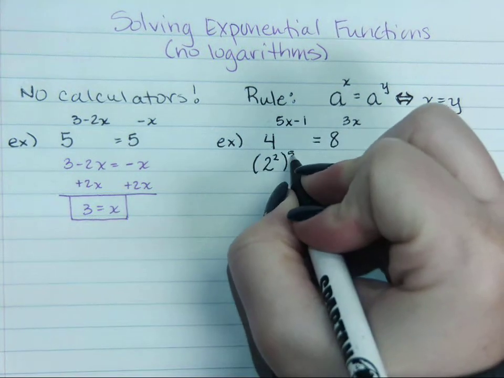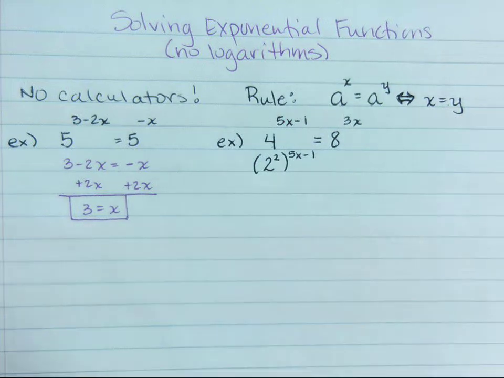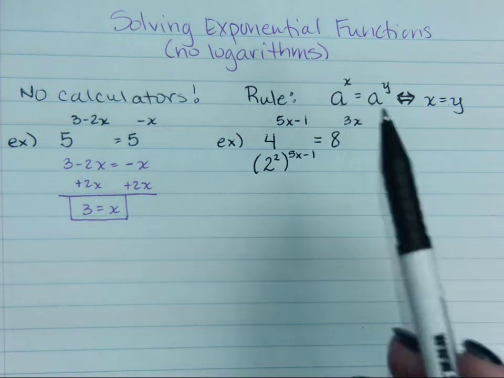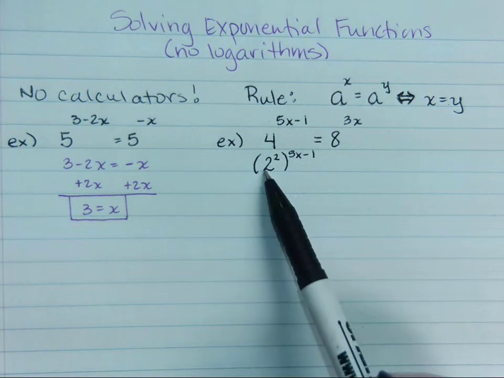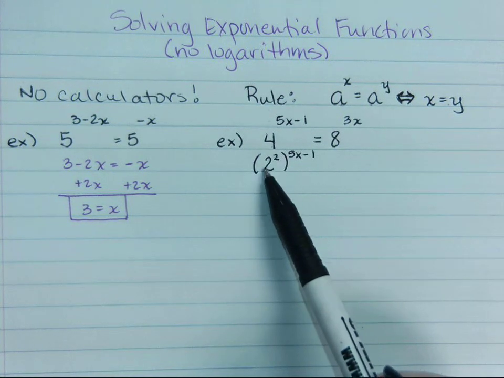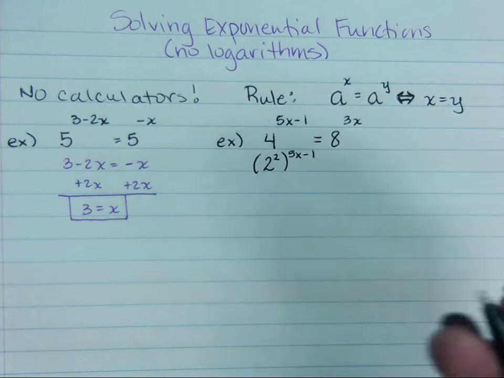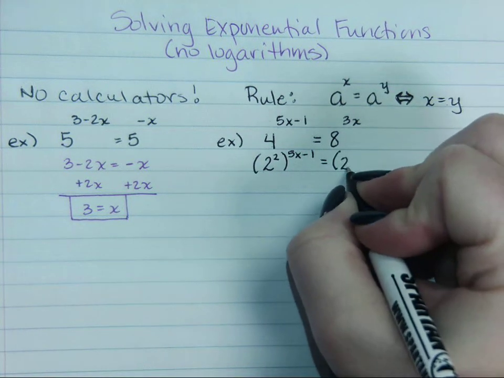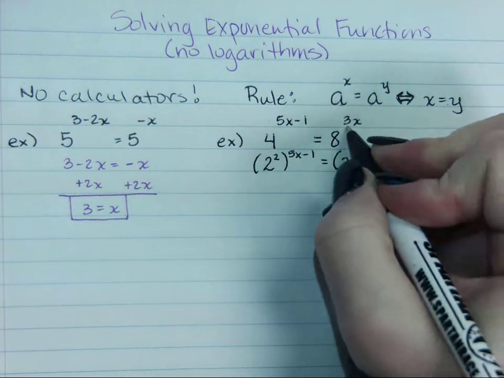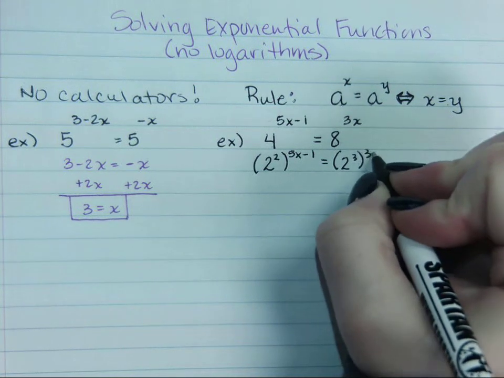The 5x minus 1 is still the exponent. So you're using rules of exponents, leaving the current exponent on the outside, and writing 4 as a base to a power so that it is actually the same thing as 4. Then you do the same thing for 8. 8 is the same thing as 2 cubed, and I still have this 3x on the outside.